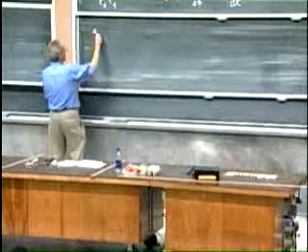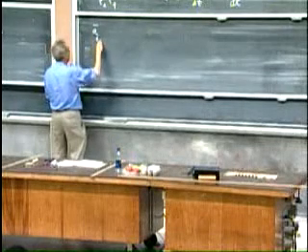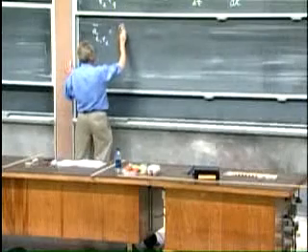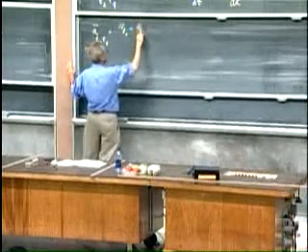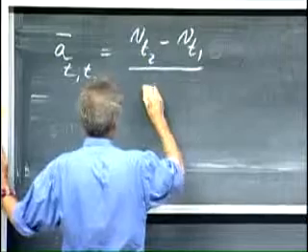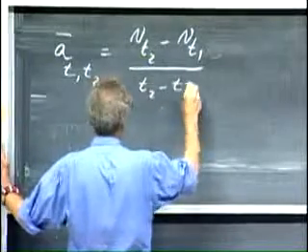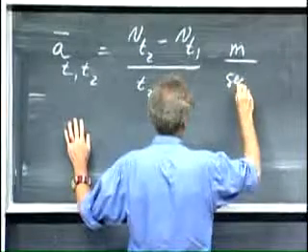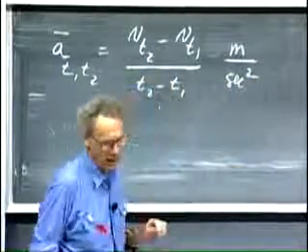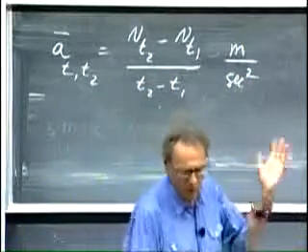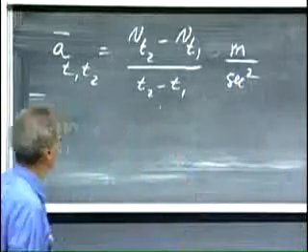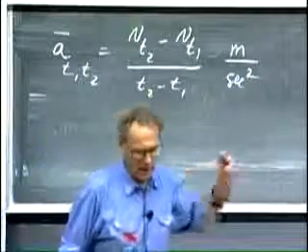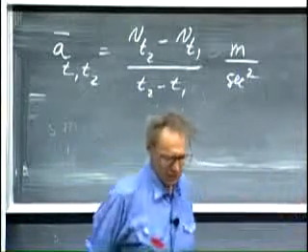The average acceleration between time t1 and time t2 would then be the velocity at time t2 minus the velocity at time t1 divided by t2 minus t1, and the dimension is length per second per time squared, so it's meters per second squared. This is then for a one-dimensional situation. This number can be larger than 0, it can be equal to 0, and it can be smaller than 0.